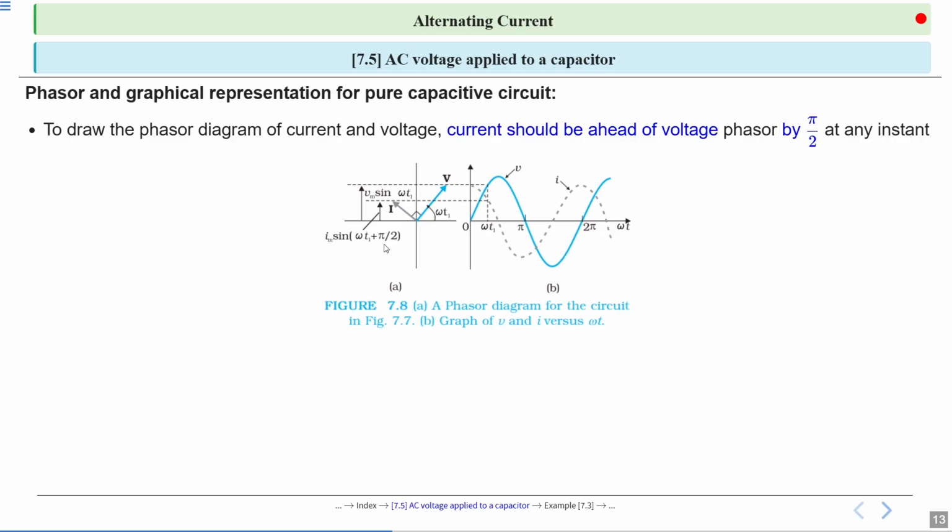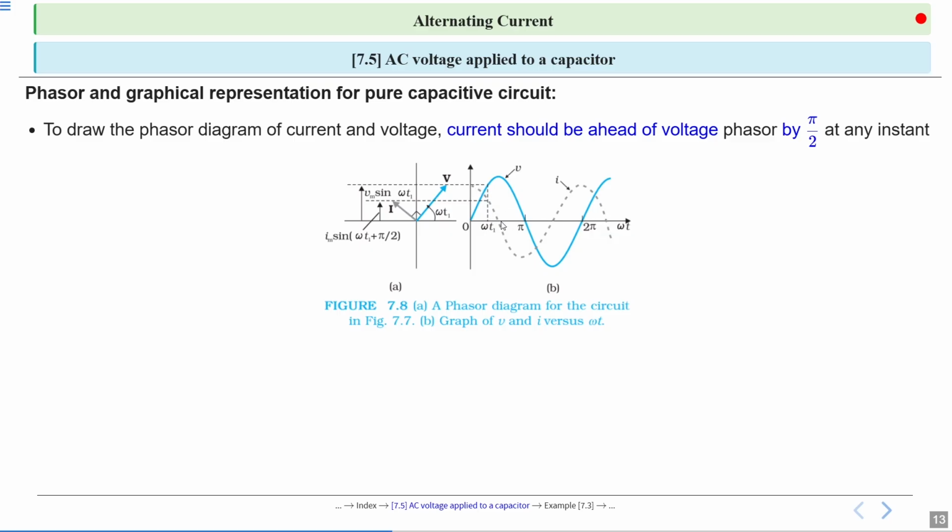Now current is leading the voltage. It means the value that voltage reaches at a particular time, current will reach pi by 2 interval before. Current will reach its maximum value at 0, while voltage is reaching its maximum value after a pi by 2 cycle. So current is reaching its maximum value before voltage by a pi by 2 cycle, so it is leading the voltage.